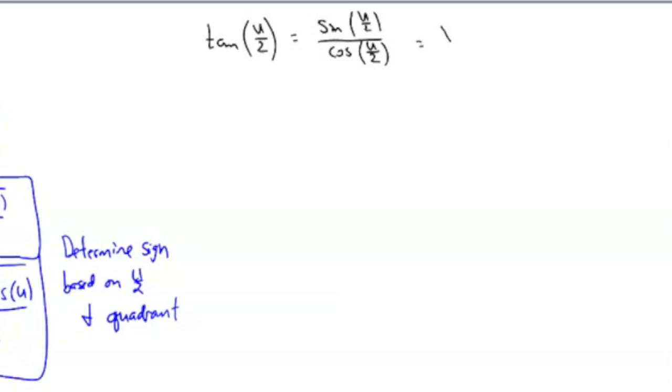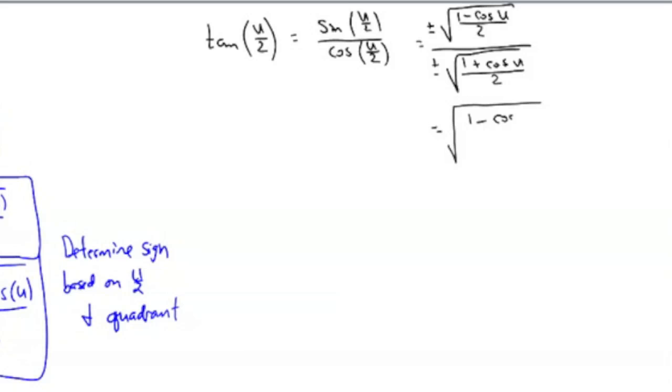This becomes the square root of 1 minus cosine u over 2 over the square root of 1 plus cosine u over 2. Those two ugly formulas. Technically there's plus or minus on both of them. What goes away? The 2's definitely cancel. So this becomes a big square root of 1 minus cosine of u over 1 plus cosine of u.